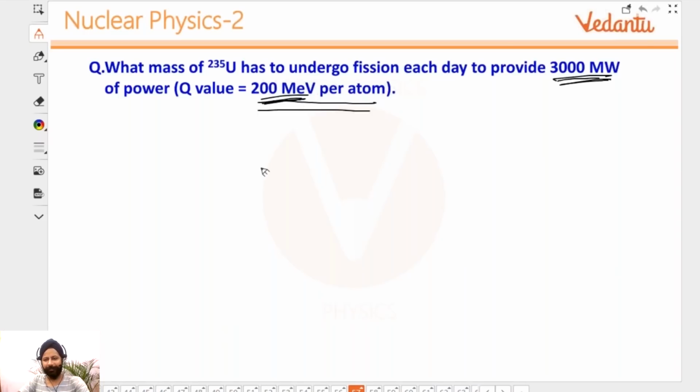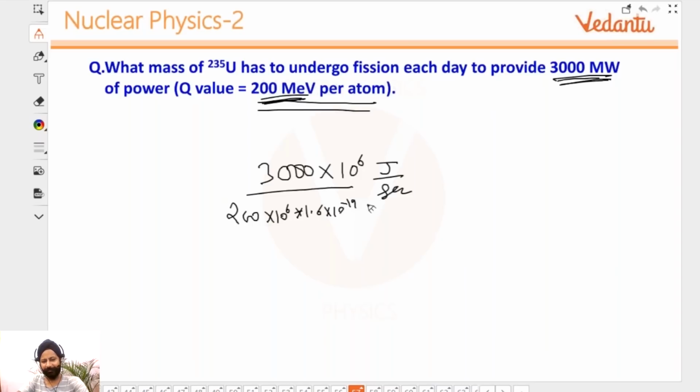Now you need 300 or 3000 megawatts. So these many joules per second. Does everybody agree? Now one atom can provide 200 times 10 to the power 6 times 1.6 times 10 to the power minus 19 joules. This is the amount of energy one atom can provide. So this is the total number of atoms that you need every second. ठीक है, every second you need these many.